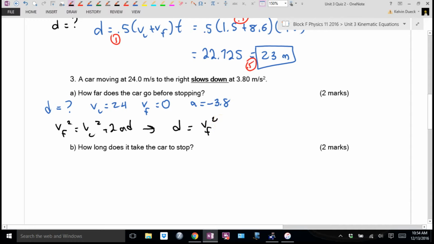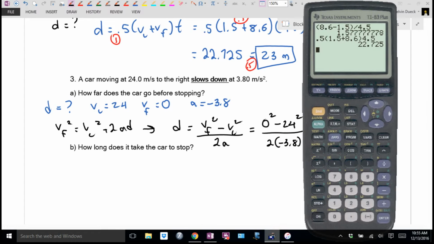By the way, you'll notice now I'm starting to write D equals first because I know I want that by itself. But then, okay, I drop the VF squared like a domino. Now do your adding and subtracting. Then, Merry Christmas. 0 squared minus 24 squared, all divided by 2 times negative 3.8.